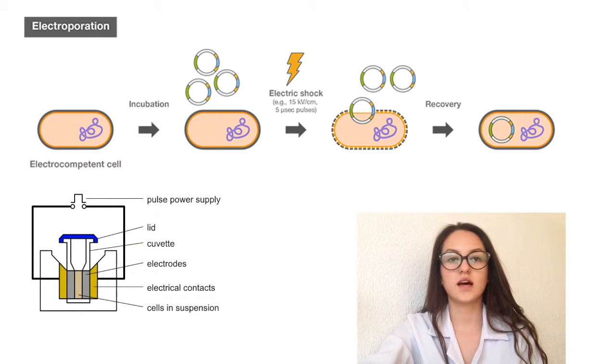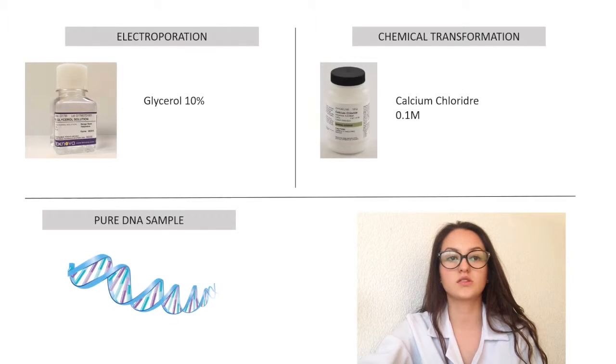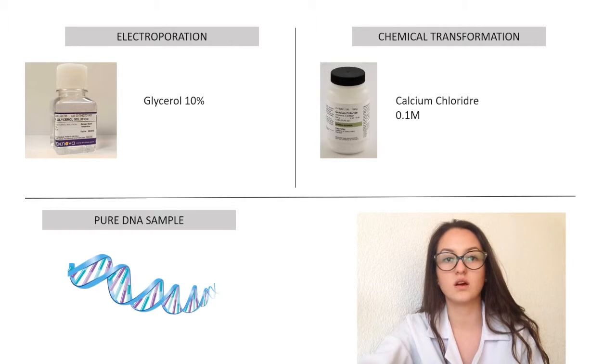These two techniques have different methodologies. Electrocompetent cells need to be resuspended in a 10% glycerol solution, while chemocompetent cells in a 0.1 molar calcium chloride solution. Electroporation is known to have a better transformation efficiency when using cDNA, ligations, or genomic DNA. It also allows the use of small amounts of sample.